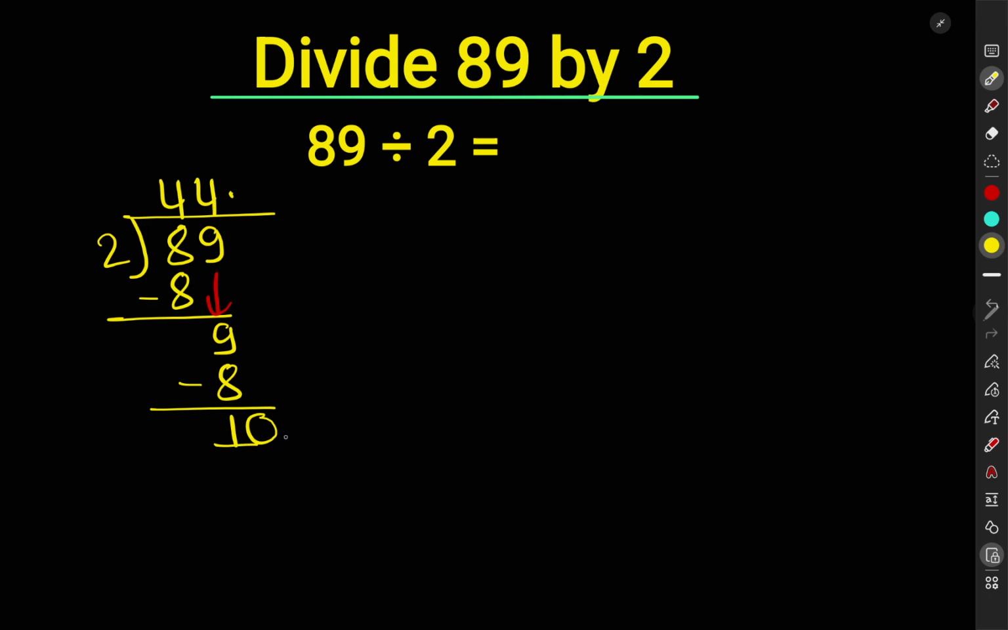So now it became 10. So 2 times 5 is 10. On subtracting we get 0. So 89 divided by 2, we get 44.5.